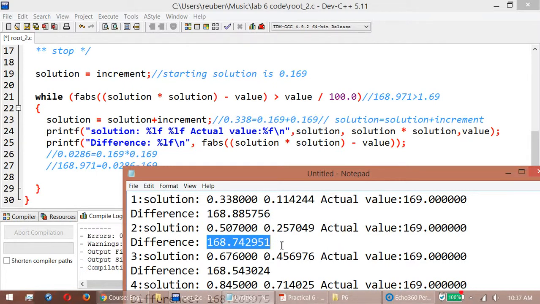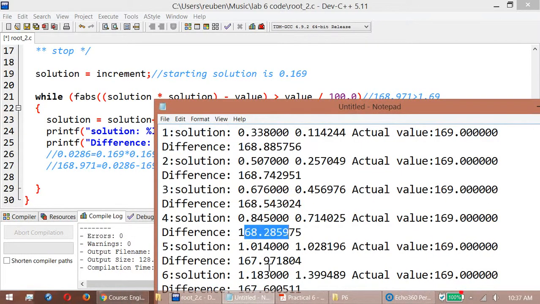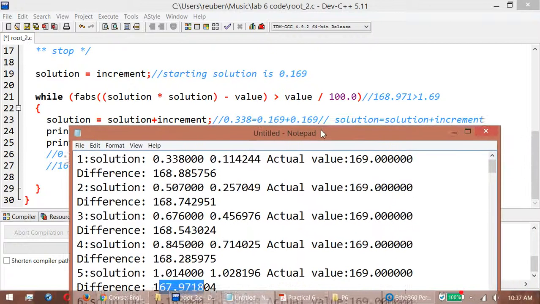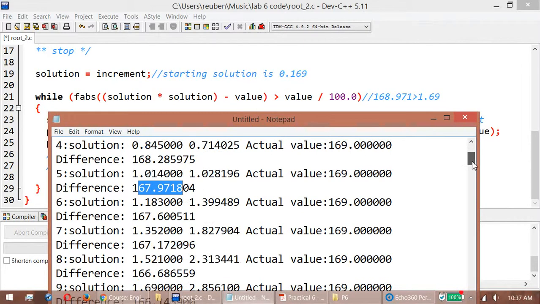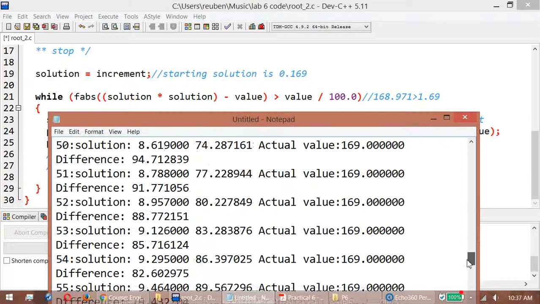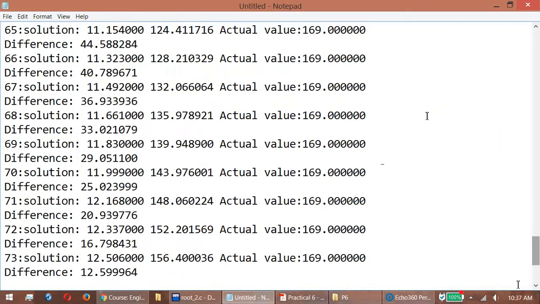Okay, the difference actually gets smaller. So every time you run the equation, the difference gets smaller and smaller, and we stop getting the solution when the difference is at least within 1% of the solution. So we can go on continuing to the end. All right, towards the end we can see.